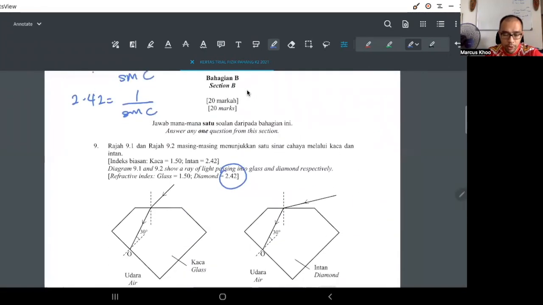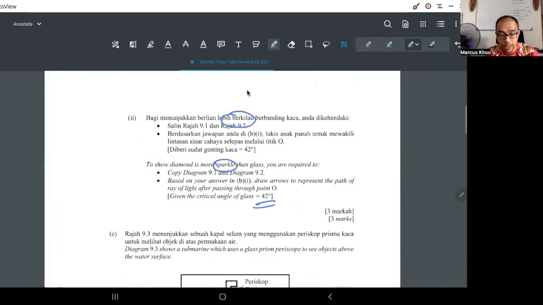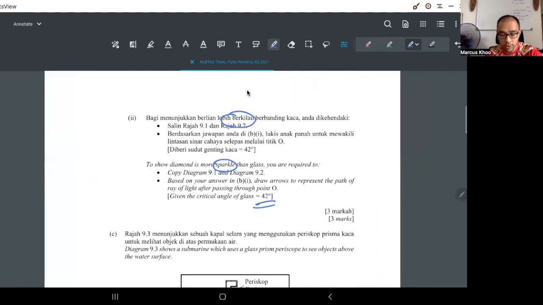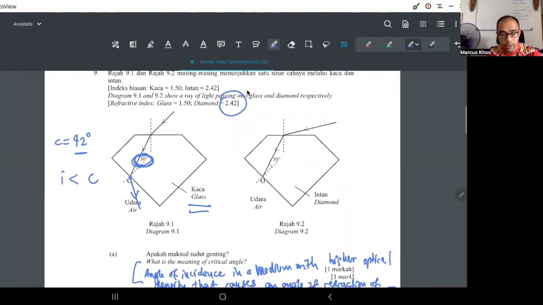So in 9.1 and 9.2, our angle is 30 degrees, and this is glass. The critical angle of glass is 42 degrees, according to this one. So this is a case of I is less than C. Our incident angle is less than the critical angle. Yesterday we said that if I is less than C, then it will refract away from the normal. The question is, draw arrows to represent the path of the ray after passing through point O. Point O is here. So in the case of glass, refraction will occur.